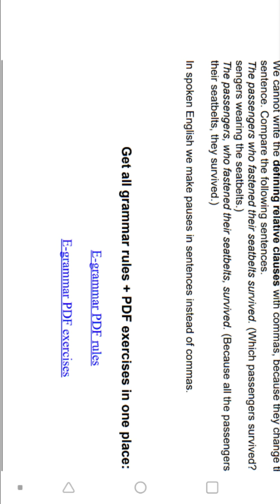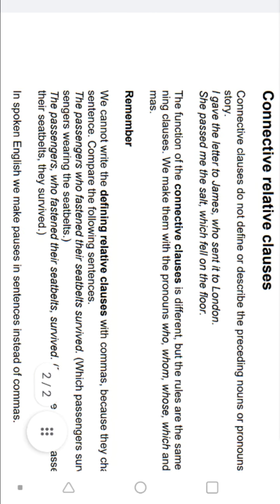Good. So, this is the defining and non-defining, restrictive and non-restrictive relative clause.